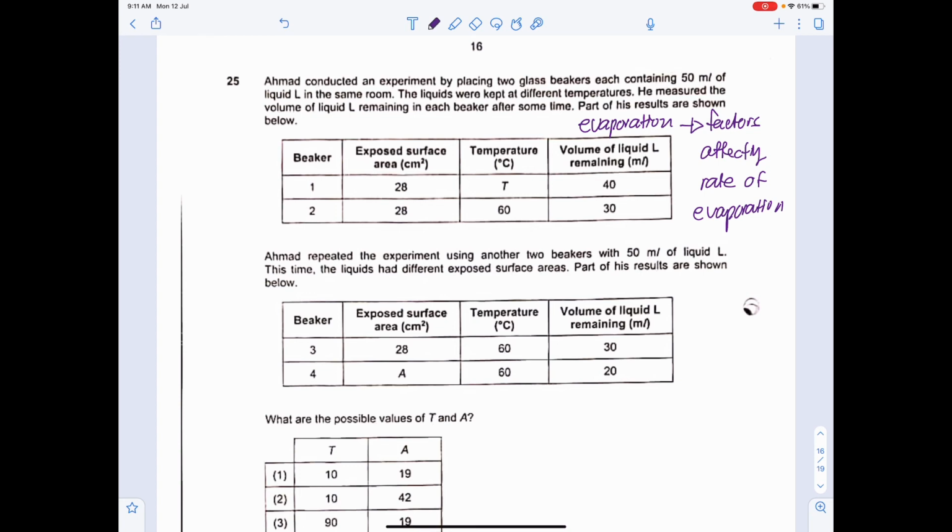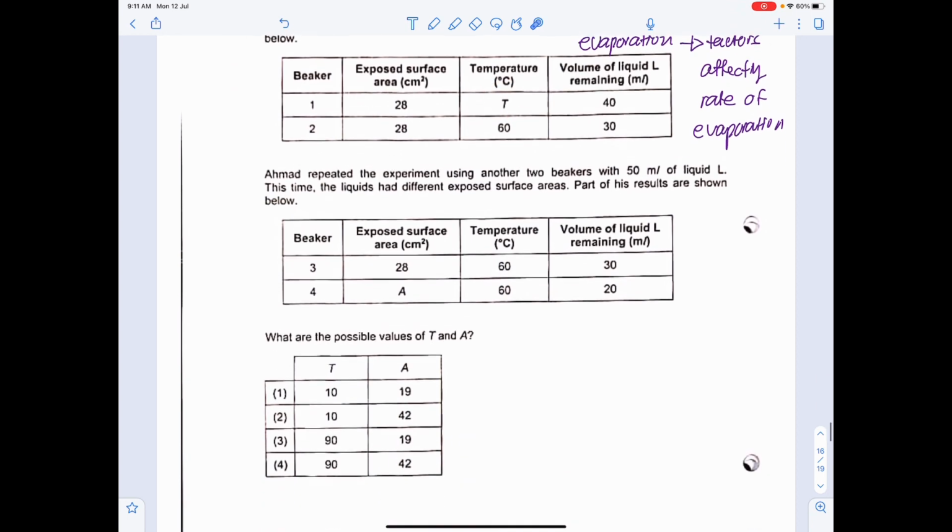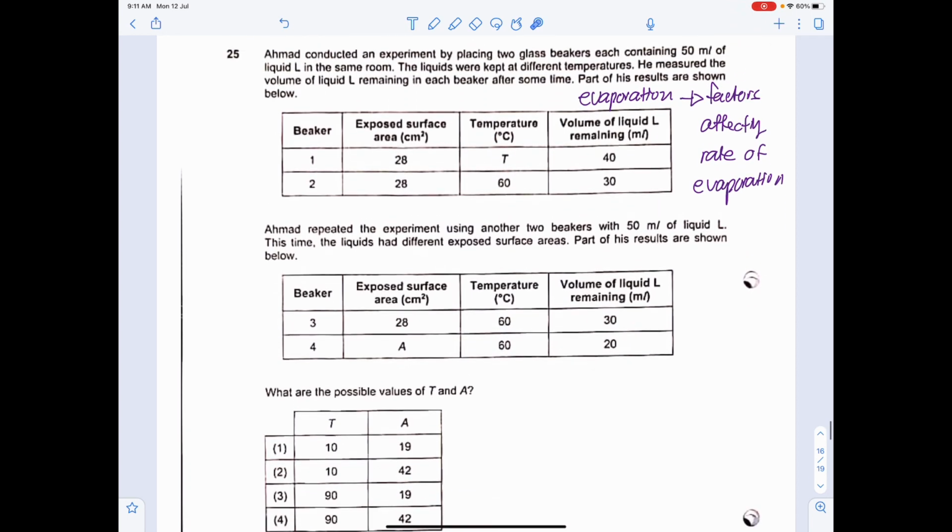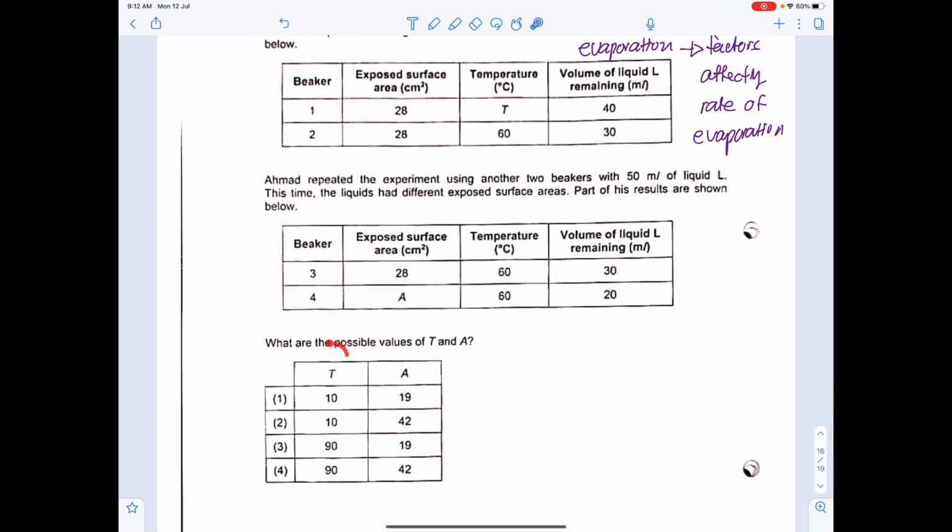So in this case, the very first one, if you take a look at it, beaker 1 has a higher amount of volume remaining, which means that evaporation was actually slower, okay, for beaker 1. So because of that, your temperature should be lower than 60. Okay? Because you don't want it to evaporate, right? Then you'll match up. So for the first column, anything that is above 60, you can cross it out. So leaving only option 1 and 2.